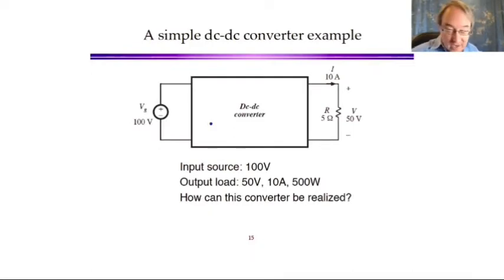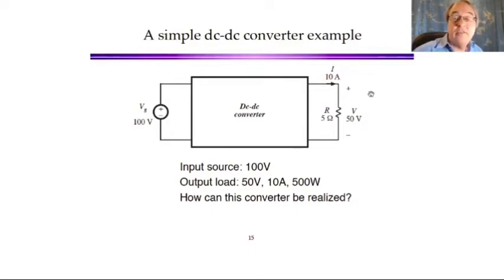So let's do a simple example of how to build a DC-DC converter with high efficiency and using just inductors, capacitors, and switches. Okay, so I'm going to take a simple example with some round numbers here. We have an input voltage I've labeled VG that is a power source, and it's 100 volts. And what we would like to do is change this 100 volts into 50 volts to supply a resistive load. And just for some round numbers, let's suppose the resistance is 5 ohms so that we have 10 amps flowing through our load. Okay, so how can this converter be realized?